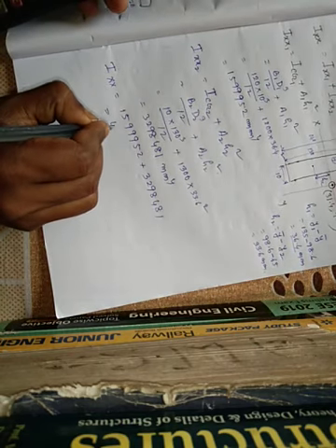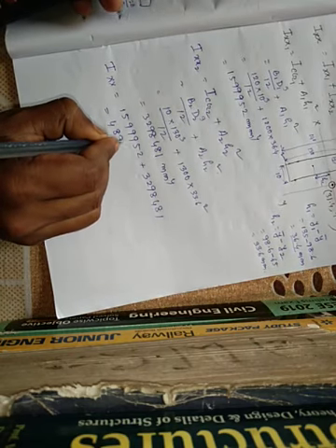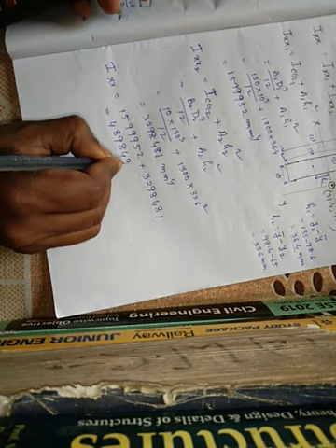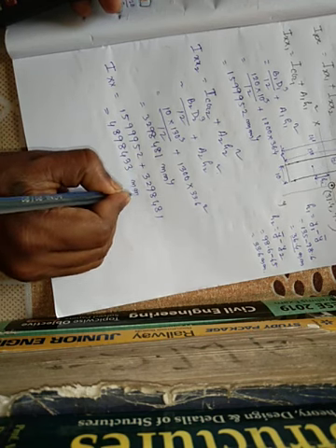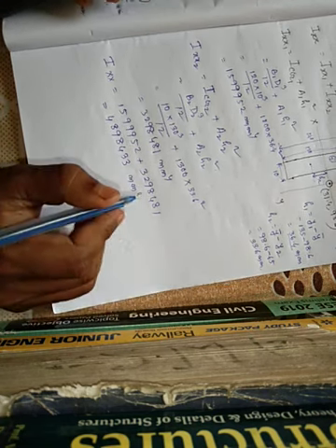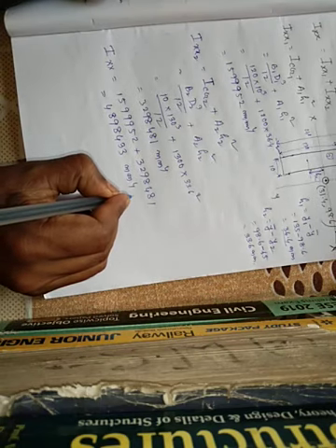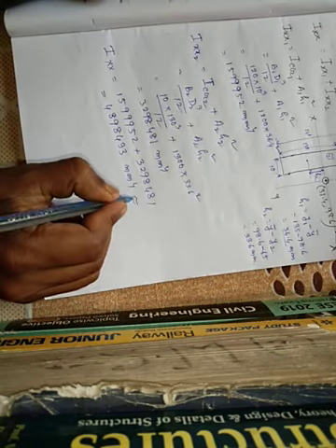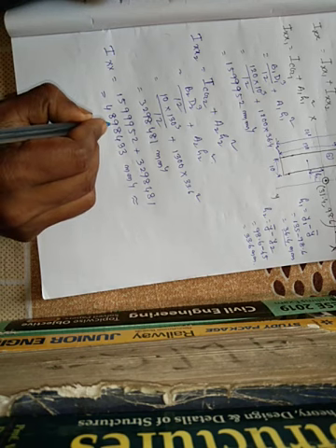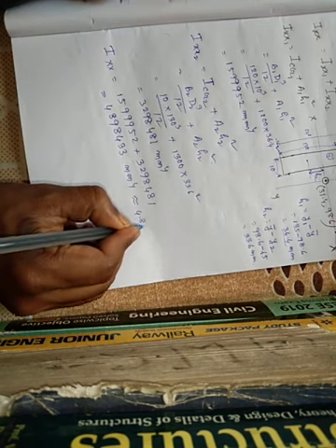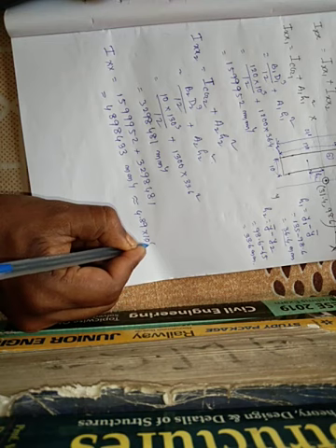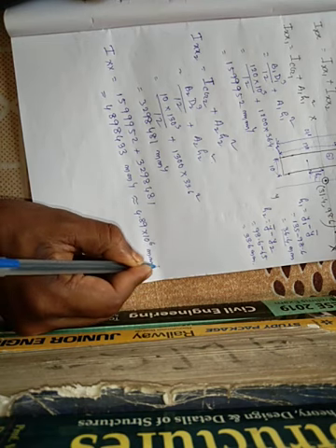This is equals to 4898433 millimeter to the power 4, or we can write it as 4.89 into 10 to the power 6 millimeter to the power 4.